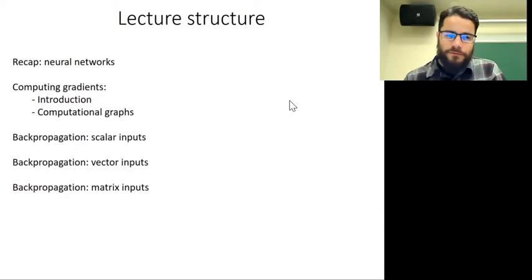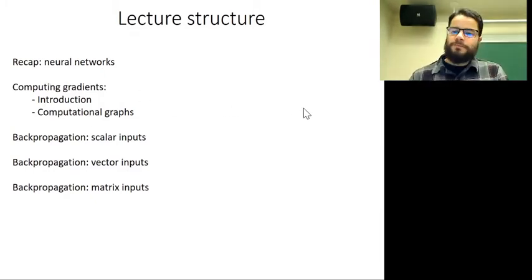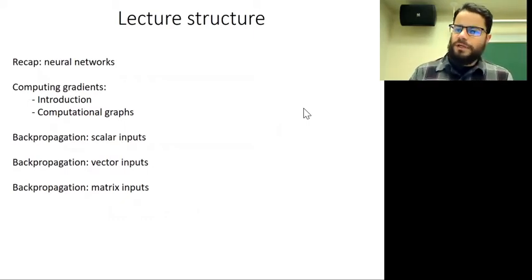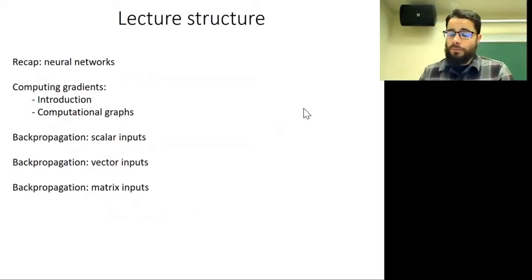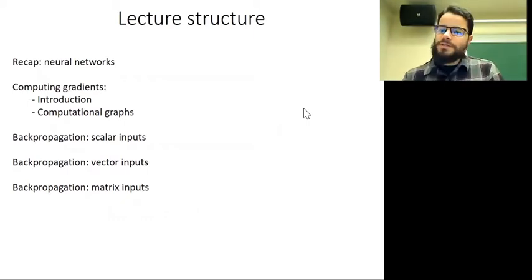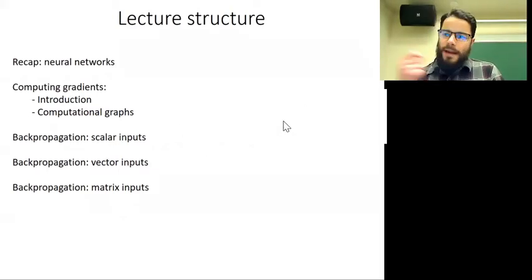Today's lecture is going to have the following structure. We'll start by doing a bit of a recap on neural networks, just so we are fresh on the latest concepts. Then we are going to talk about the computation of gradients for more complex networks. So a little bit of an introduction, and then the idea of using computational graphs to help us in these calculations. And then we are going to get into backpropagation.